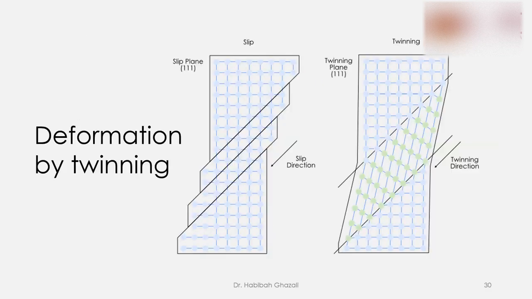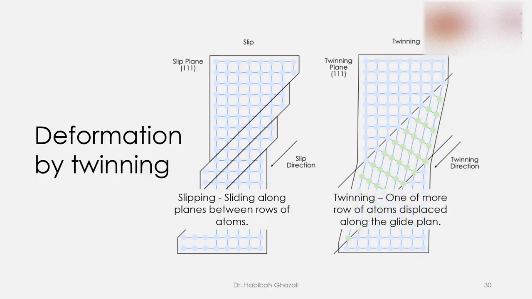Apart from deformation by slipping, plastic deformation can also happen by twinning. In slipping, sliding of planes between rows of atoms happens. In deformation by twinning, one or more rows of atoms may be displaced laterally along the glide planes, what we call twinning glide, where a small displacement is taken up by each row within the lattice.